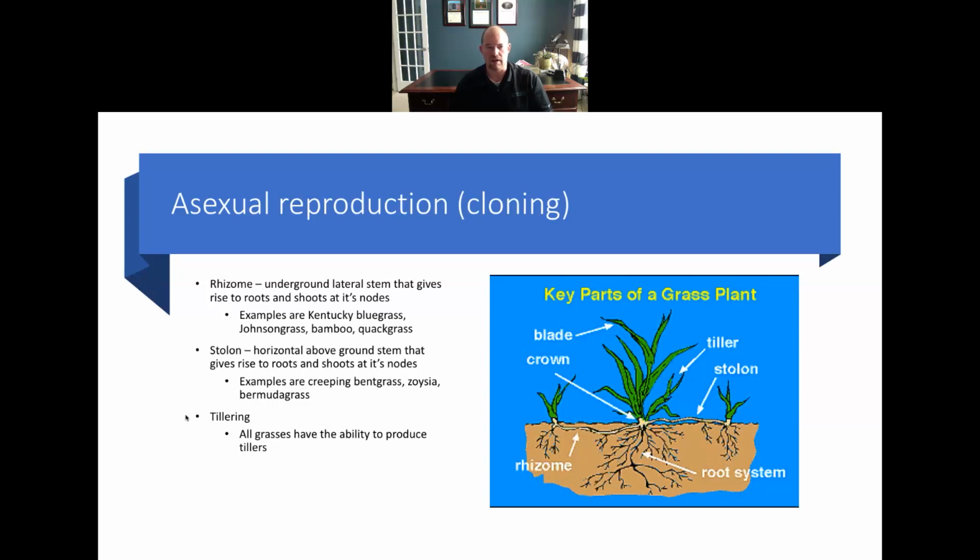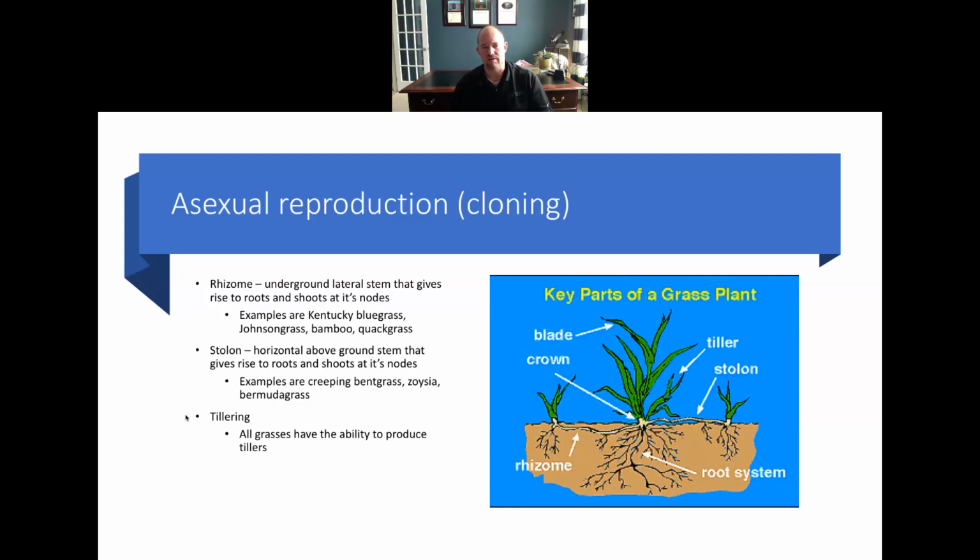at its nodes. So examples of grasses that have rhizomes would be Kentucky bluegrass in our lawn setting. In a natural setting, there's a weedy grass called Johnson grass. Another example would be bamboo. If you've ever seen bamboo rhizomes, they're pretty nasty. I mean, you can impale somebody on one of them. Another weedy grass that'll grow in a lawn setting is a grass called quackgrass. So these are all examples of grasses that grow rhizomes.